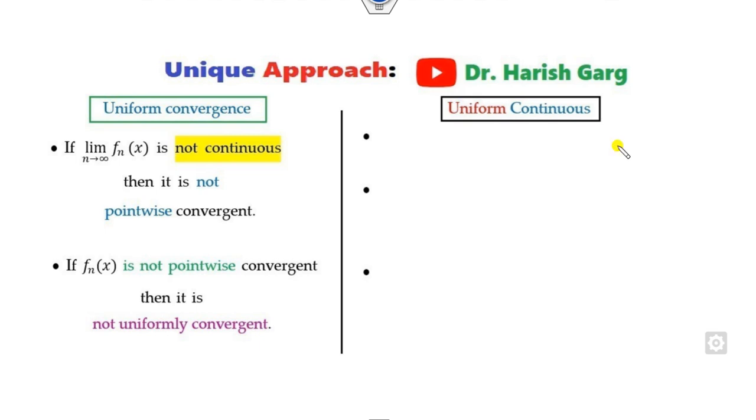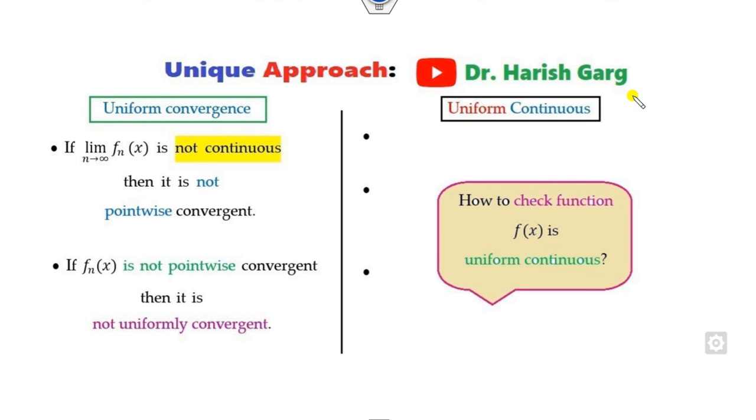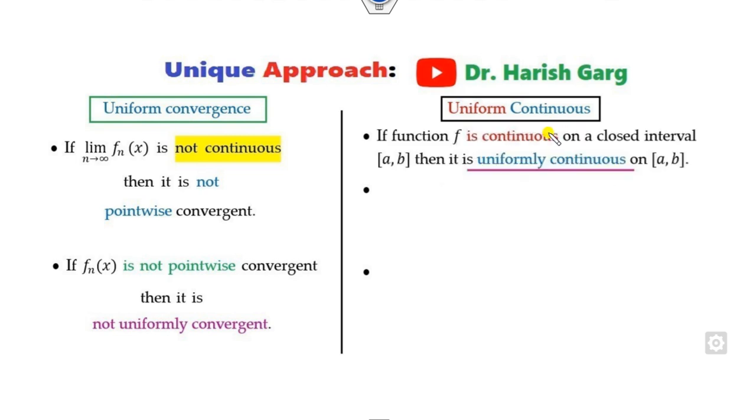Second, how can you check uniform continuity? The target is how you can check that a function is uniformly continuous. Remember, not convergent, it is continuous. So I will tell you 3 rules. First rule: if a closed interval is given to you, you only check whether the function is continuous on the closed interval or not. If it is continuous on the closed interval, then it is uniformly continuous. That is a very simple rule.